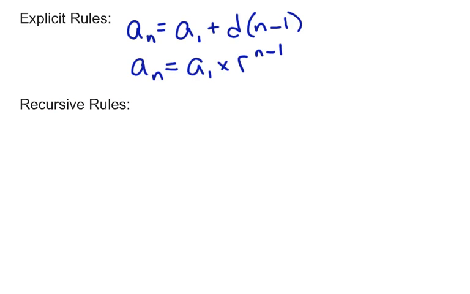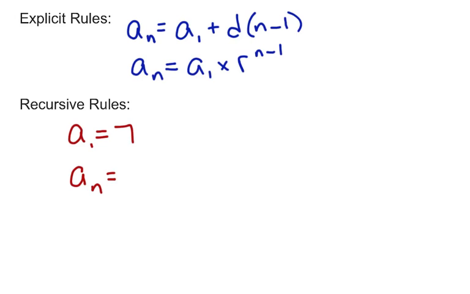We like explicit rules because they help us find each specific individual term. But a recursive rule is a little bit more natural for us, because a recursive rule is written in two parts. The first part tells you what the first number is. So we would say that a1 is 7. And then it tells you how to get the next one based on what the previous one was.